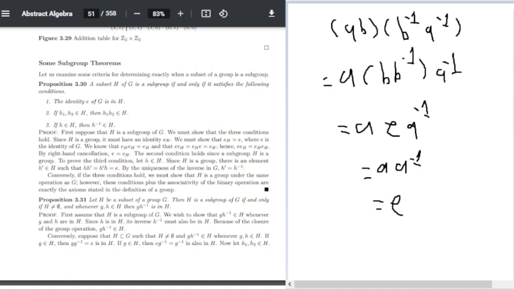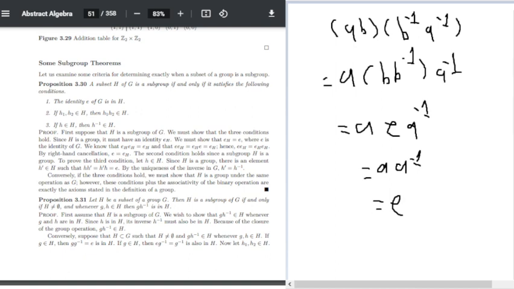Proof. First, suppose that H is a subgroup of G. We must show that the three conditions hold. Since H is a group, we must have an identity e sub H. We must show that e sub H equals e, where e is the identity of G. We know that e times e sub H equals e sub H, and that e times e sub H equals e sub H equals e e sub H. Hence, e e sub H equals e sub H e sub H. By right-hand cancellation, e equals e sub H.